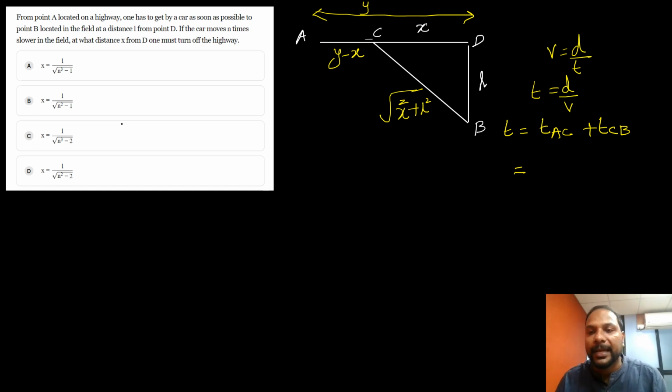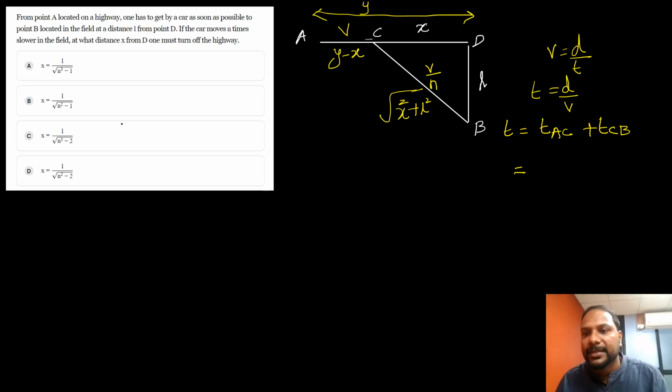Here on the highway, as mentioned in the question, your velocity is V, there is no change. But when you are on the field, your velocity is reduced by n times. That means from C to B my velocity will be V by n. Is it clear? Because on the field, velocity normally gets reduced compared to the highway. So T_AC will be distance by velocity.